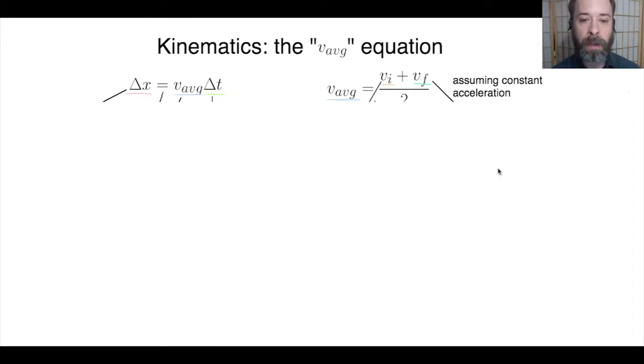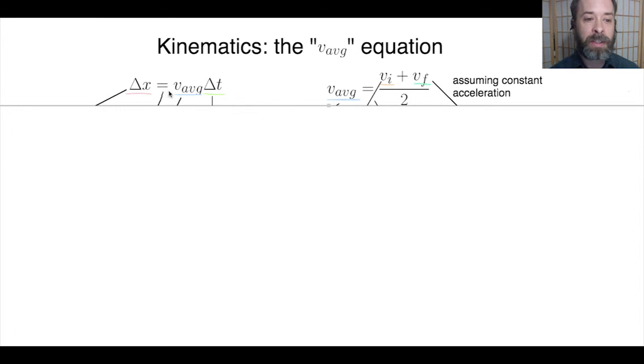Kinematics, the V average equation. I am going to make a physics mini lecture for you guys today on the topic of another equation from kinematics. The equation says delta x equals V average times delta t, where V average equals V initial plus V final divided by 2, assuming constant acceleration. Usually in kinematics, at the introductory level, we do assume constant acceleration, so don't worry too much about that.